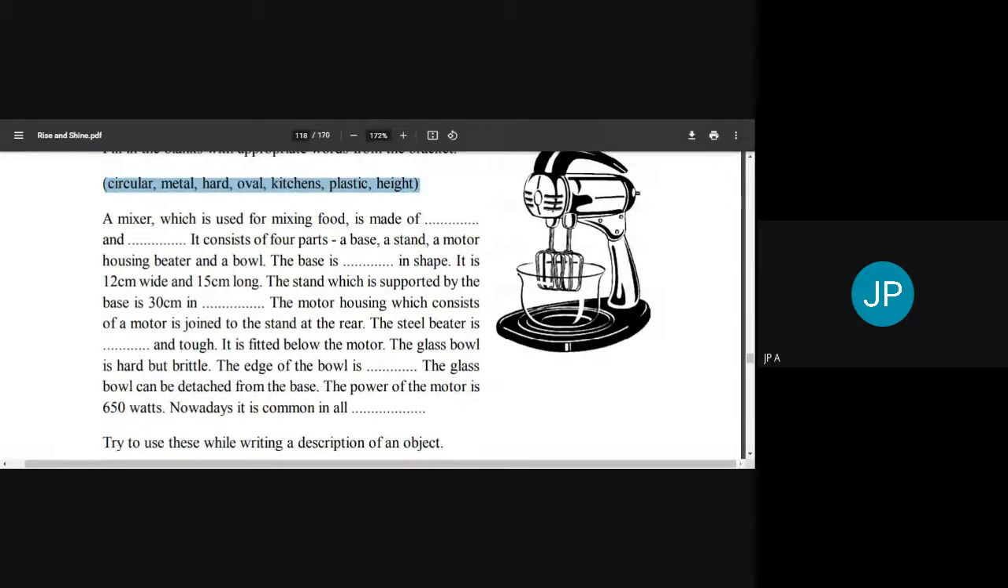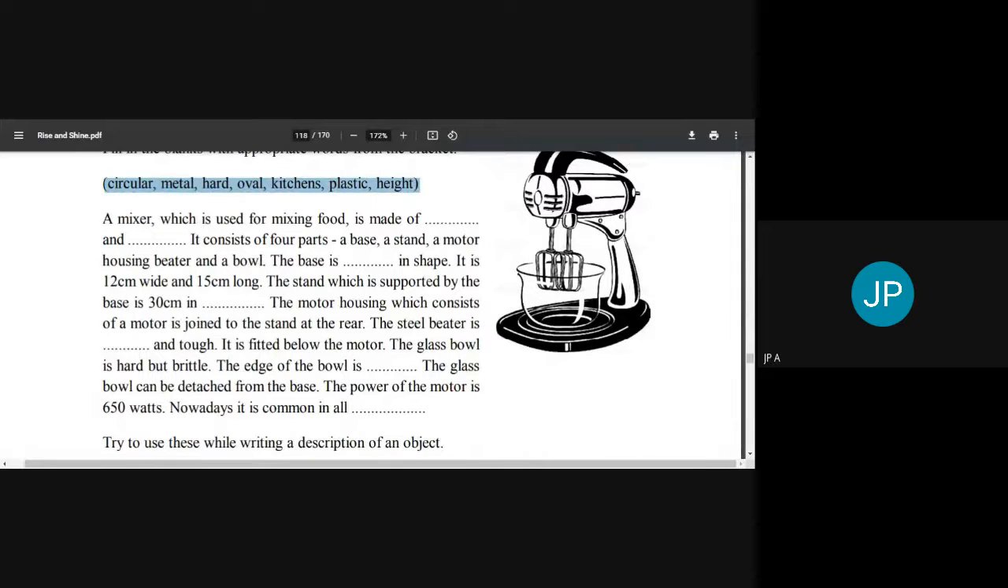That is right. It is fitted below the motor. You can see that the steel beater is coming down from the motor, from the motor housing. It is hung down from the motor housing. It is fitted below the motor. The glass bowl is hard but brittle. Brittle means it can easily break. So that is the nature of the glass bowl. It is hard, it is strong, but it can break if you drop it.